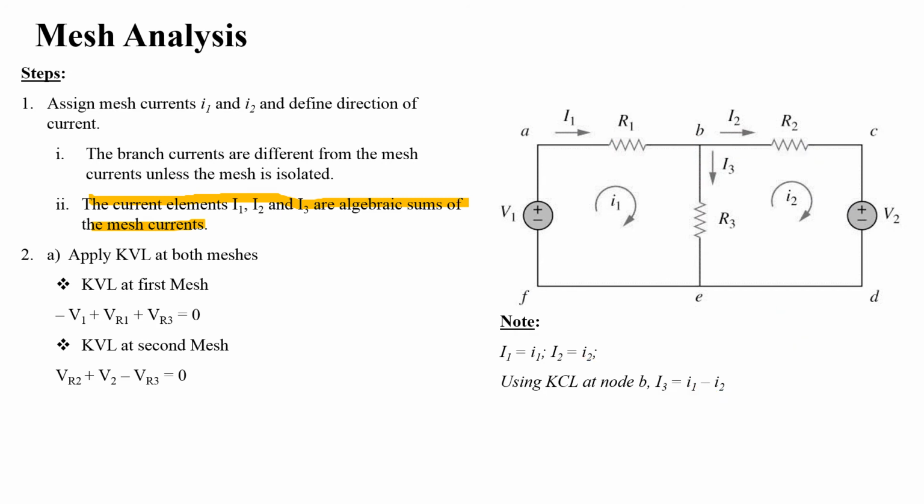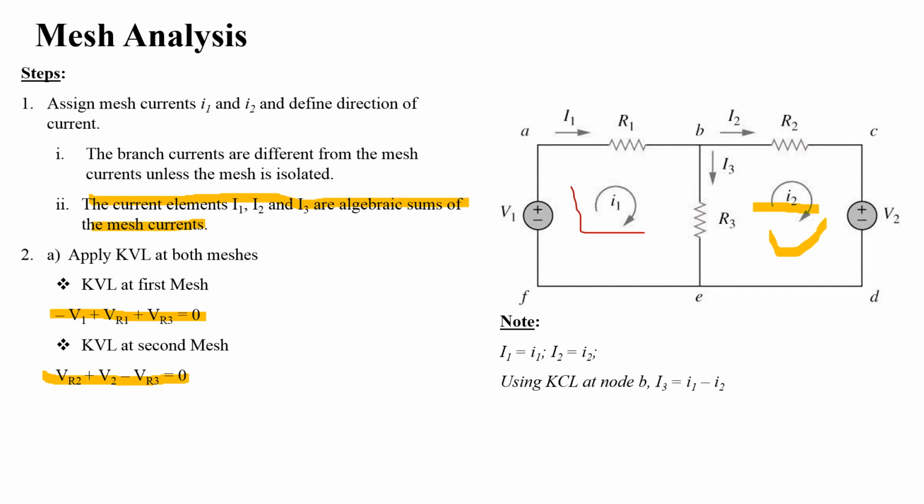Now applying KVL to loop 1, we will get minus V1 plus VR1 plus VR3 is equal to 0. What KVL states is that the sum of all the voltages in a closed path must be equal to 0. Now apply the KVL to loop 2. We will get V2 plus VR2 minus VR3 is equal to 0.